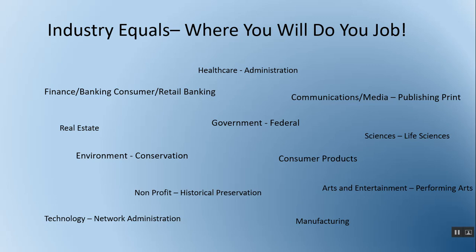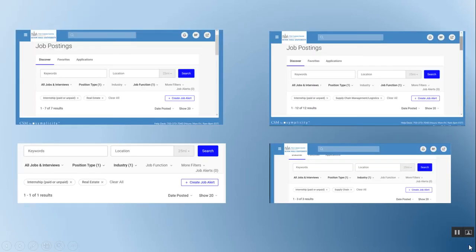It could be environment conservation specifically, or nonprofit historical preservation. So you see, these are far more narrow in scope. The function of information technology would bring any position that is looking for the skills of information technology, whereas in the industry, you will see specific, like technology, network administration, or e-commerce, or whatever is going to pop up. So just keep in mind there's a big difference between those two search functions.